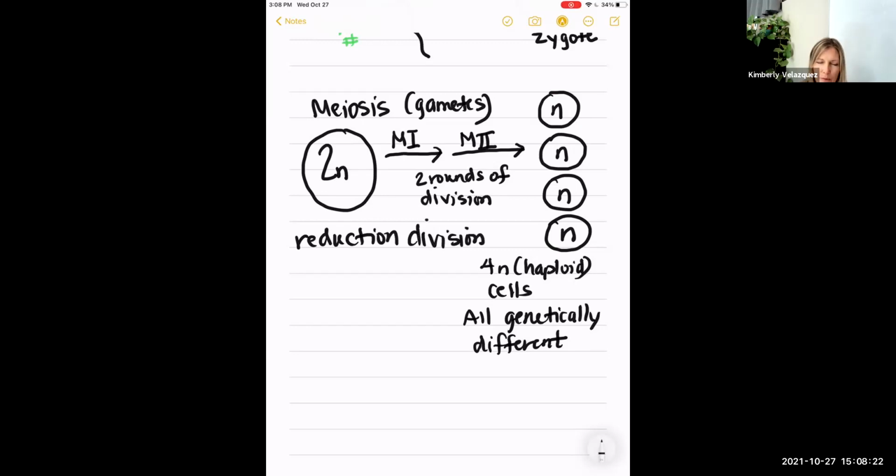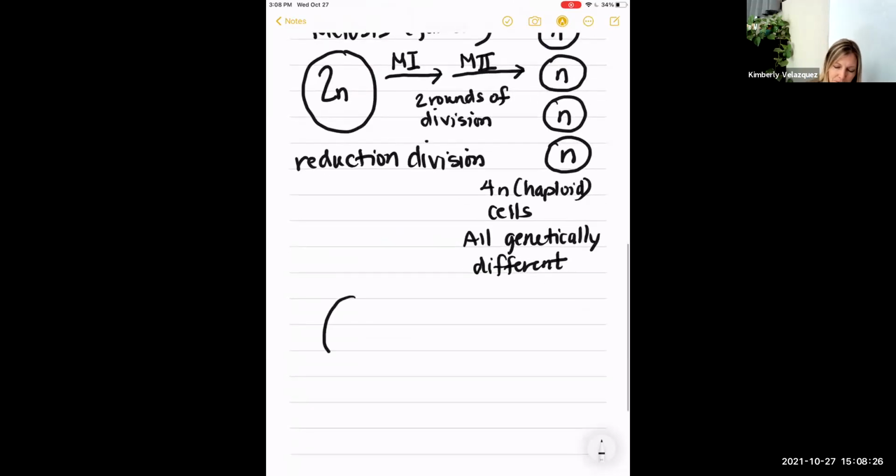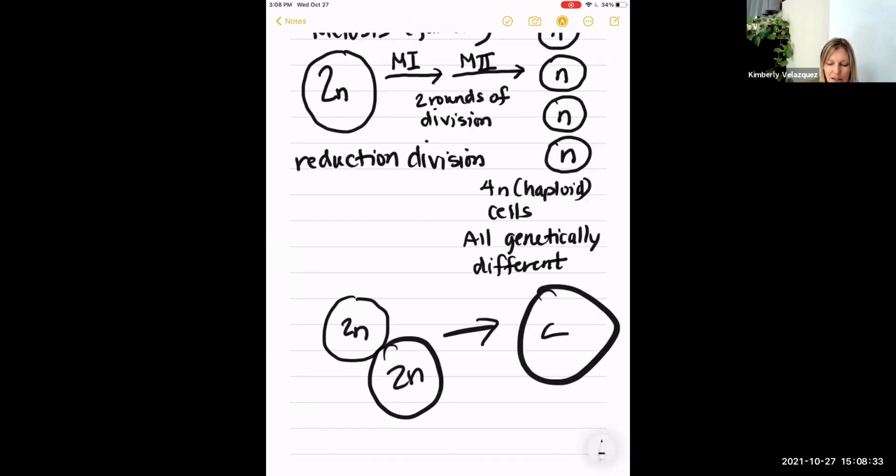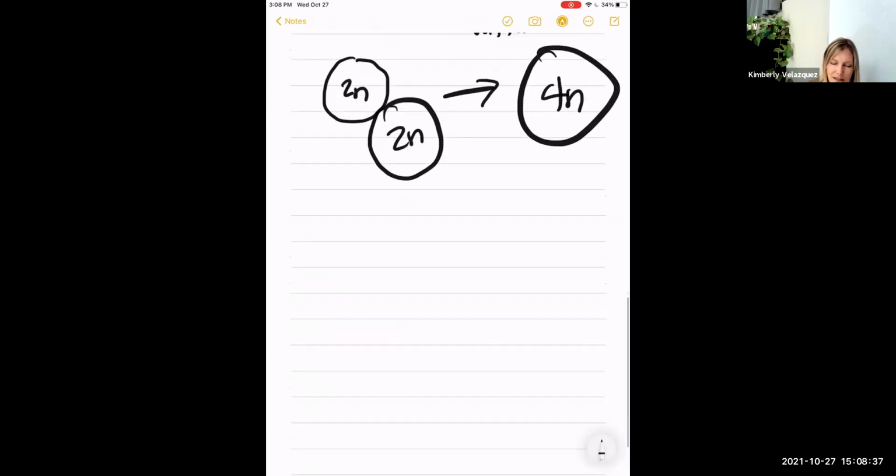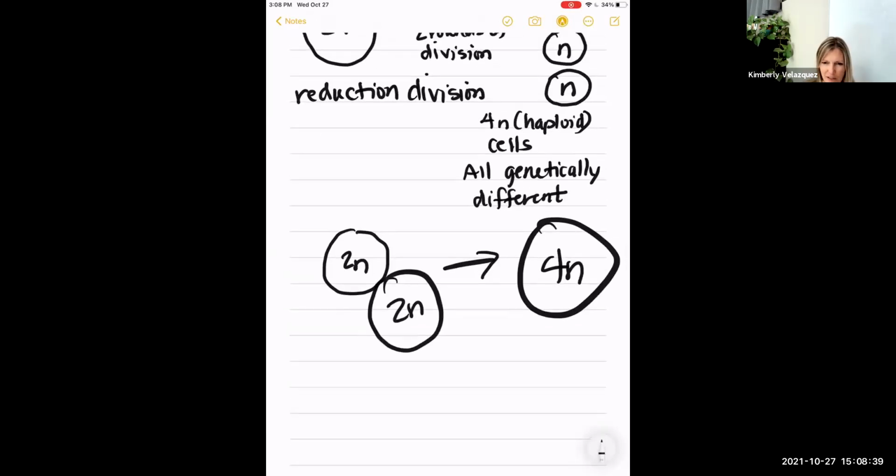Why do we need to cut the number of chromosomes in half? Well, any sexually reproductive organism, what if they didn't? Fertilization occurs and now there's an individual with a 4N number. And what if they mate with somebody that has an 8N number? Now you're at 12N. Every single human on Earth would have a completely different number of chromosomes depending on how many times your ancestors had reproduced.